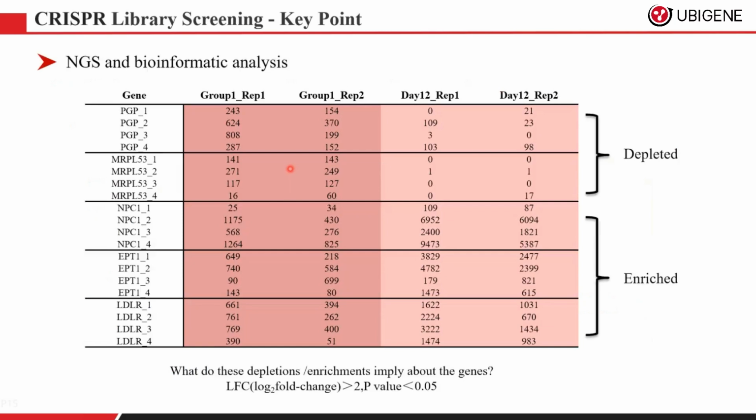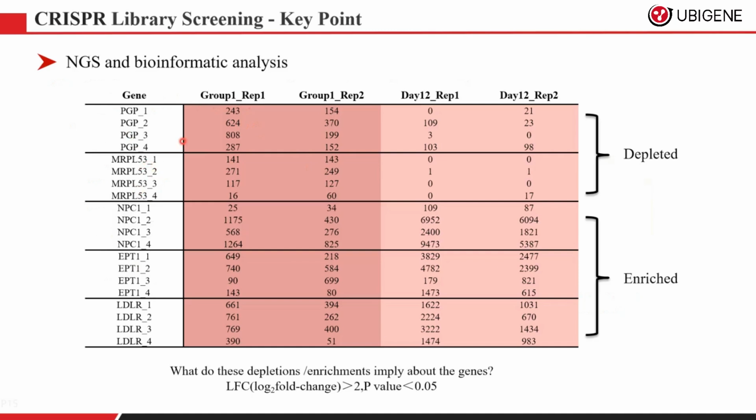Okay, now let's talk about the NGS sequencing result analysis. Here is some simple data. There are over a hundred genes, and for the guides we used, we got PGP, MPC1, and so on. As we mentioned earlier, you need at least 3 guides per gene. Here we got 4 guides for each gene.